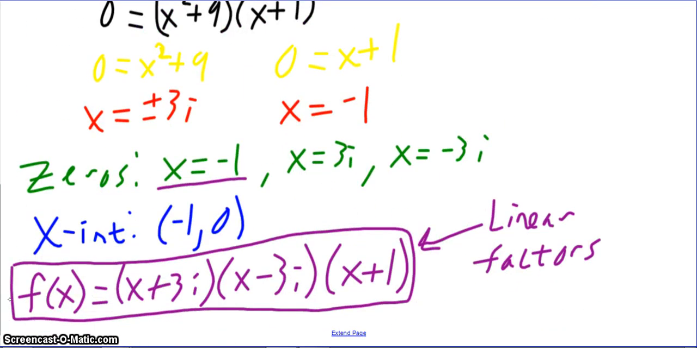So that's good. If we ended up with a rational zero that was not one of our possibles, then we did something wrong. This is also our x-intercept then, so our x-intercept is the point negative 1, 0, and now the completely factored form, or product of linear factors, is going to be f of x equals x plus 3i times x minus 3i times x plus 1. So these are all linear factors.